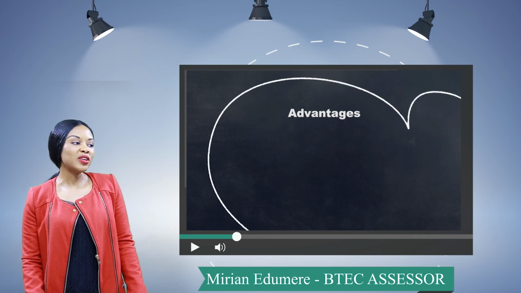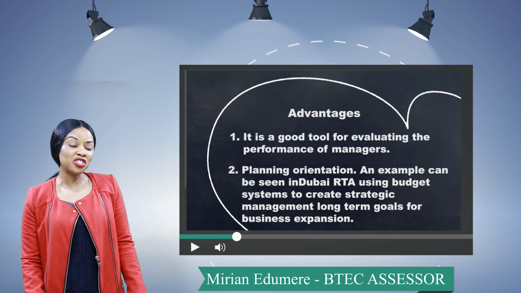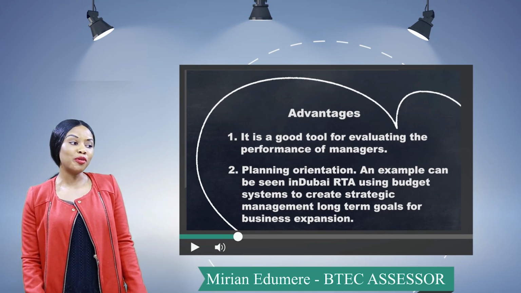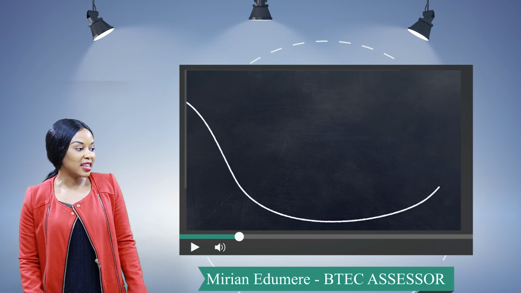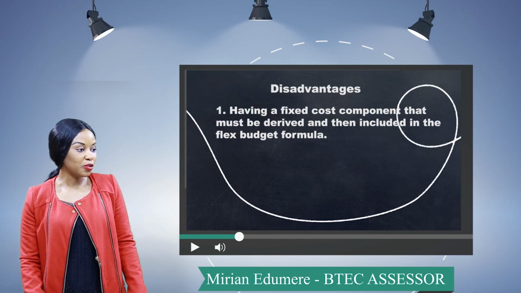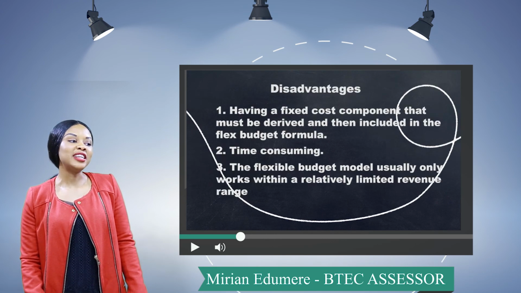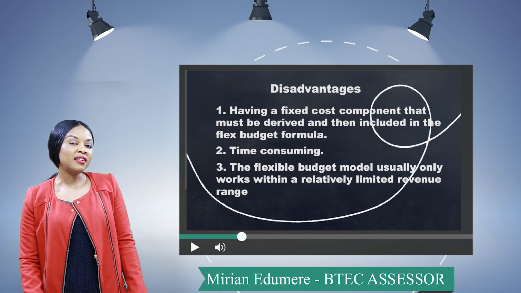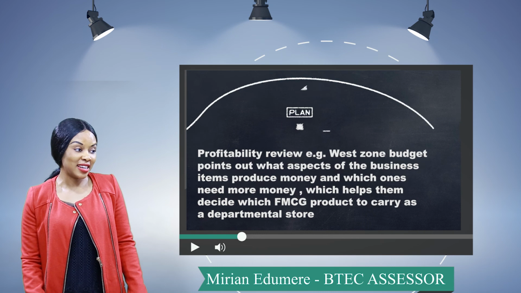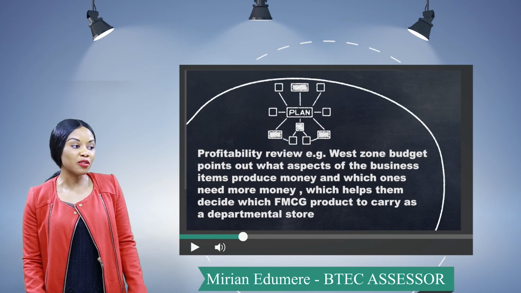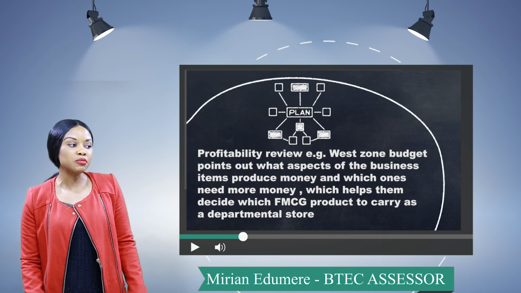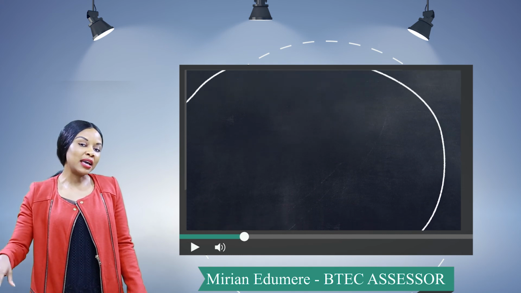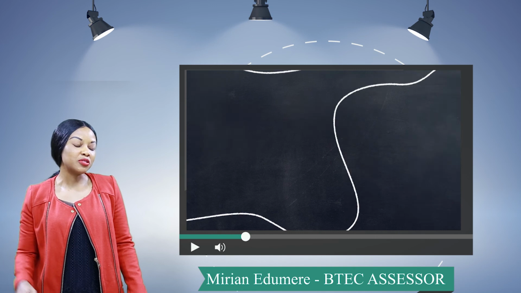And then you go on to explain the advantages of flexible budgets, which is a good tool for evaluating the performance of managers. A disadvantage could be that it only works within a relatively limited revenue range. Then it's also using West Zone as an example. West Zone's budget points out what aspects of business, which items produce money and which ones do not. So they actually know which items to stock and which items to carry out.